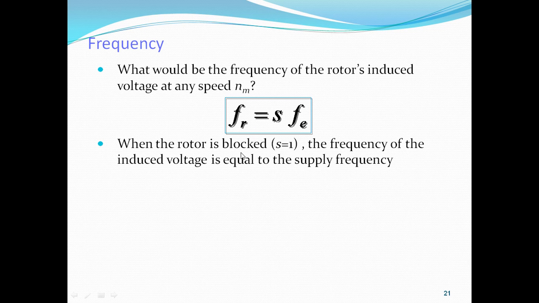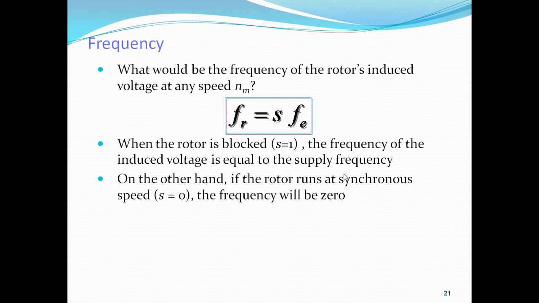When the rotor is blocked, that is not rotating, then slip is equal to 1, S is equal to 1. Then the frequency of the induced voltage is equal to the supply frequency. On the other hand, if the rotor runs at synchronous speed, N is equal to Ns, then what happened? S is equal to 0, then frequency is 0.